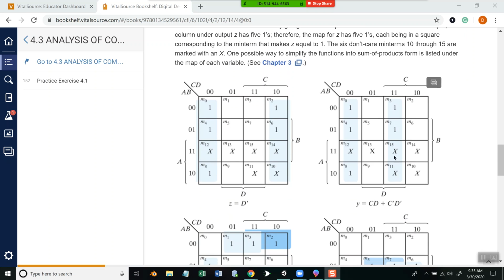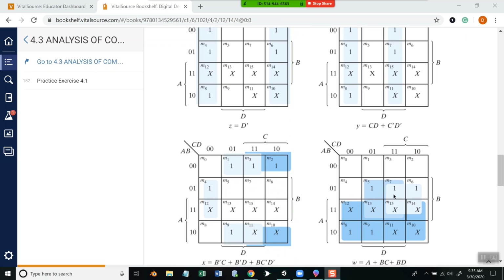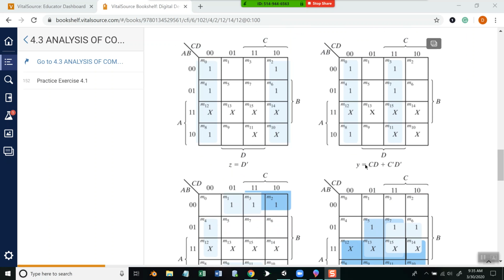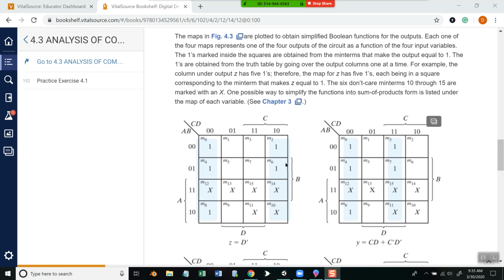Some of these other ones took me a long time to come up with this equation down here, like Y is equal to CD plus C prime D prime. But anyway, they got these. They come up with ones. Remember the X's are those that don't matter. Those we don't care.